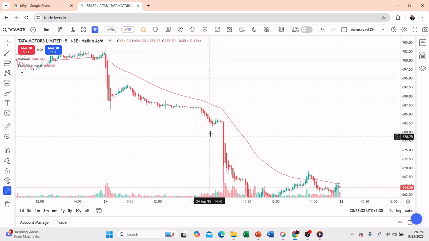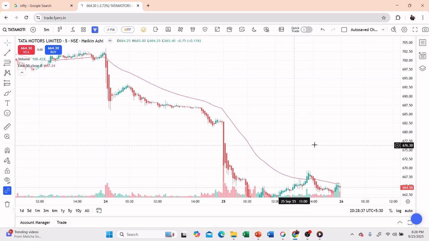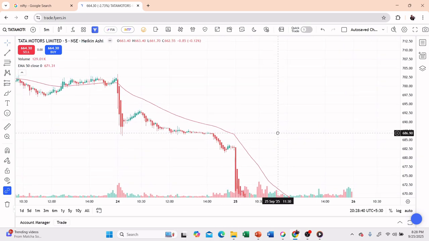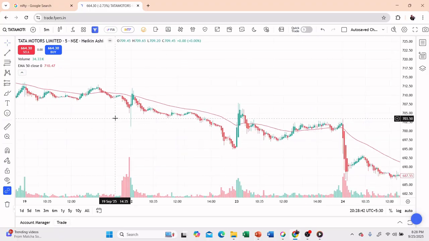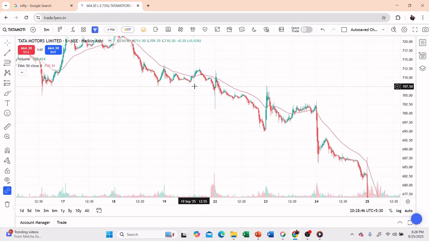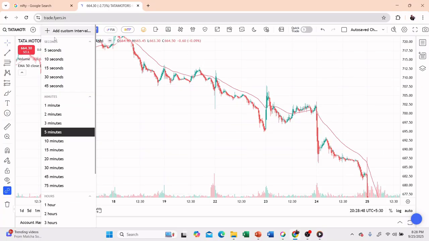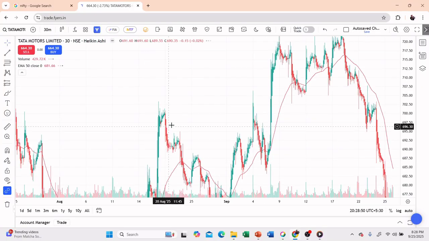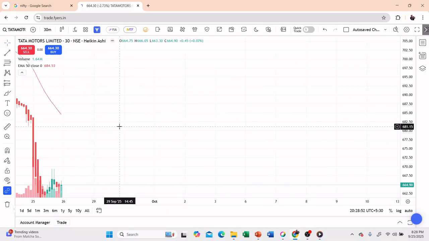So anything below the 50 EMA, this zone, you try to look for shorting opportunities. Anything above, you try to look for long opportunities. Now here, if you can see, this stock has been in a downturn for quite some time. Since I have taken a 50 period, let me change this to 30 minutes, because if I am a swing trader, it makes sense to change the chart interval as well.